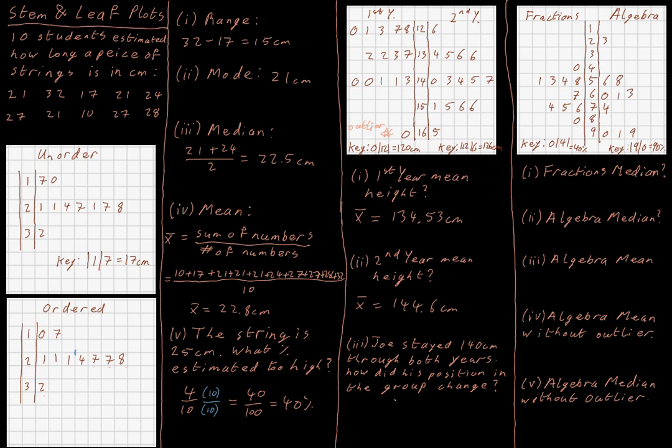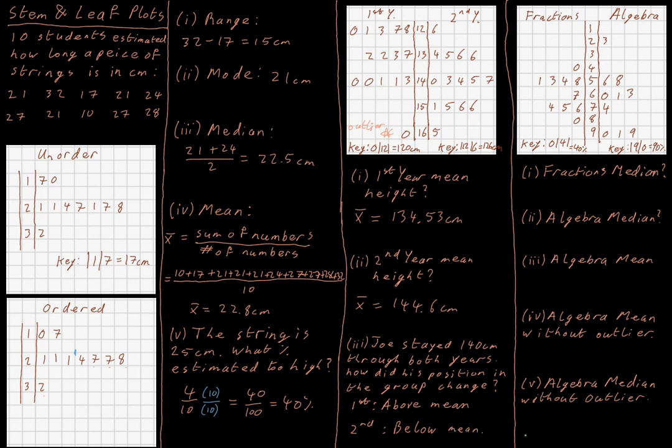And then our final question: Joe stayed at 140 centimeters for both years. How did his position in the group change? Well, in first year, Joe's height was above average, or above the mean. But in second year, as he didn't change and a lot of people got taller with their growth spurts, he ended up below average. That's a very basic comparison between our two data sets.